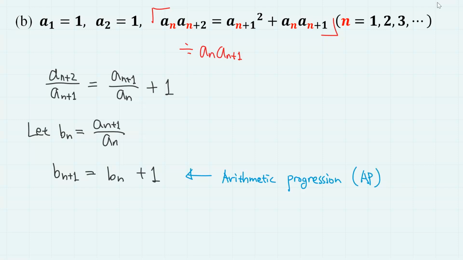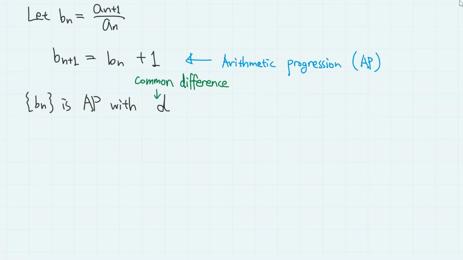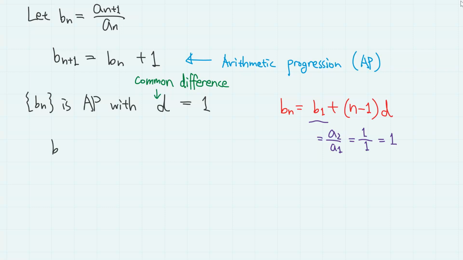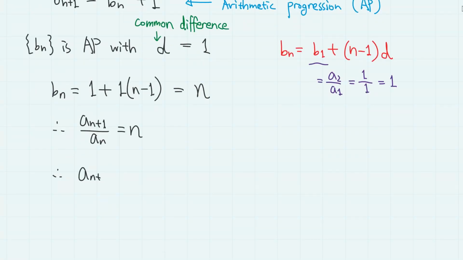So here we have the recurrence relation of the arithmetic progression again. Specifically, sequence b_n is an arithmetic progression with a common difference d equals 1. So let us apply the formula for the general term of the arithmetic progression again. And here, b_1 equals a_2 over a_1, which is 1 over 1, which is 1. So we have b_n equals 1 plus 1 times (n minus 1), which is just n. This means that a_{n+1} over a_n equals n. Therefore, a_{n+1} equals n times a_n.